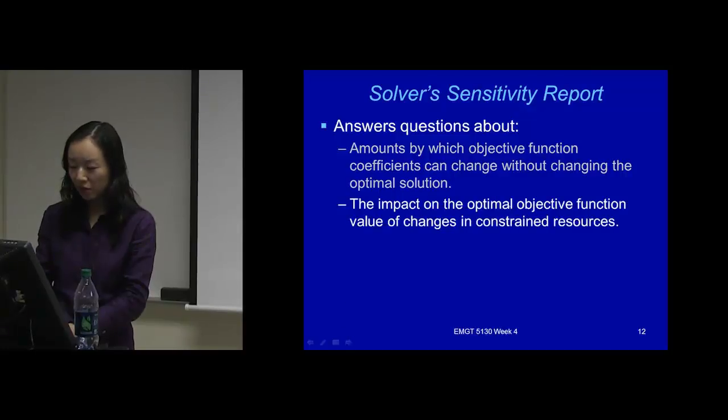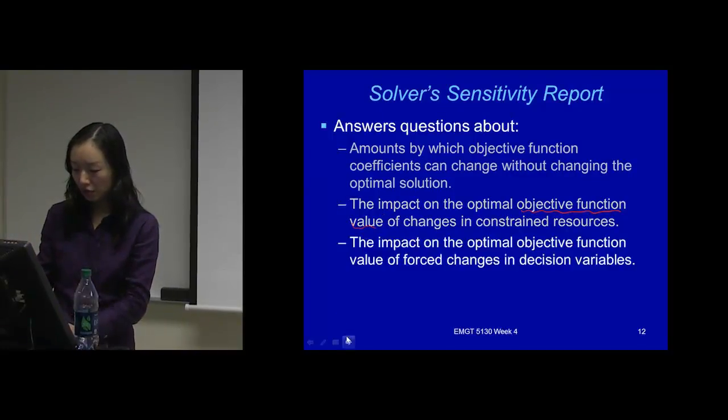The impact on the optimal objective function value of changes in constrained resources. So as I said, if we have more labor, more tubing, or more pumps, what impact will that have on our objective function value? That's the total profit. It's not the x1, x2 values. That's something to differentiate.